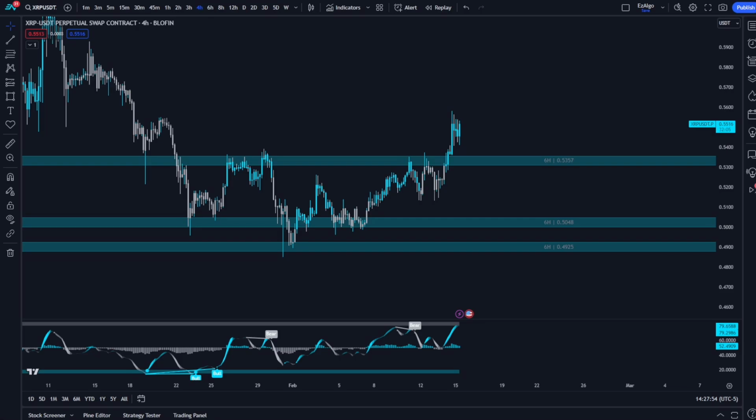Now, trading support and resistance is one of the oldest trading strategies, so to speak, in the books, right? It's been around pretty much since charts were invented. People were trading support and resistance profitably.